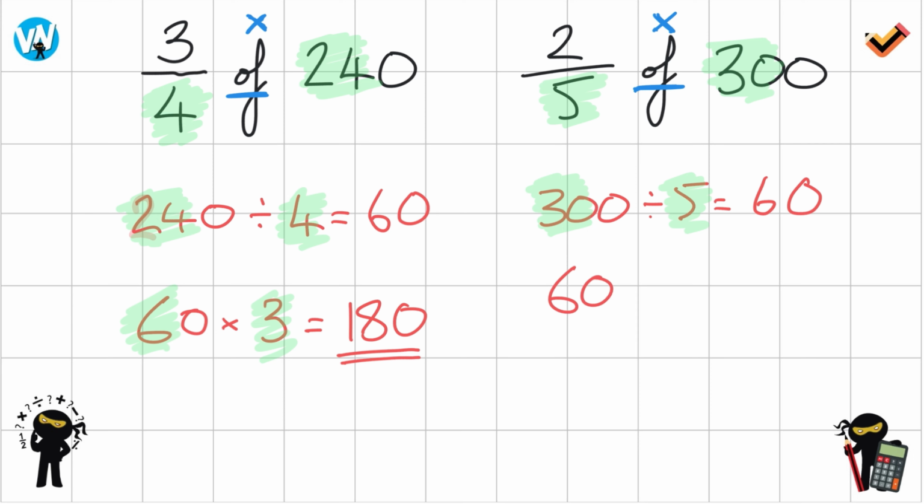And then I'm going to do 60 times the numerator up here, which is 2. So I'm going to do 60 times 2, which is equal to, again, I would imagine most of you know what 60 times 2 is. But if we didn't, well, I know what 6 times 2 is. 6 times 2 is 12. So 60 times 2 must be 120. And that would be our answer. Very, very simple. And again, divide by the bottom, times by the top.